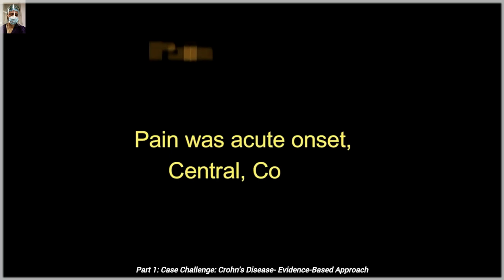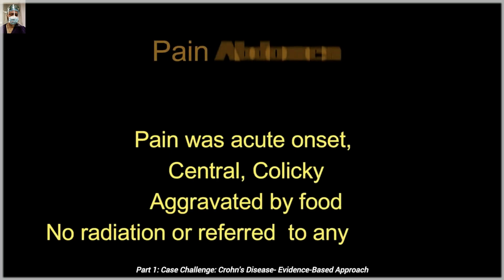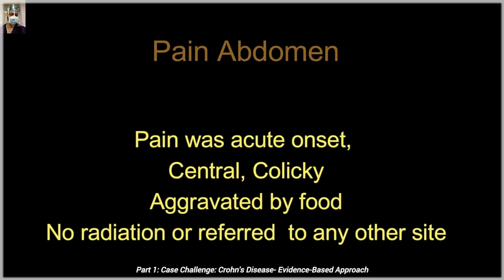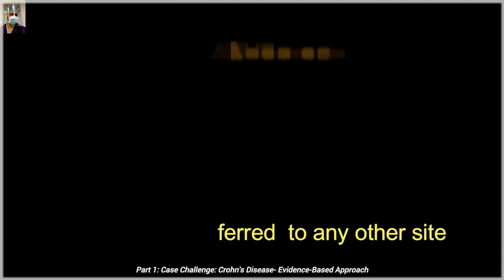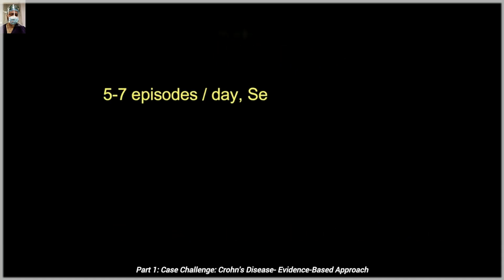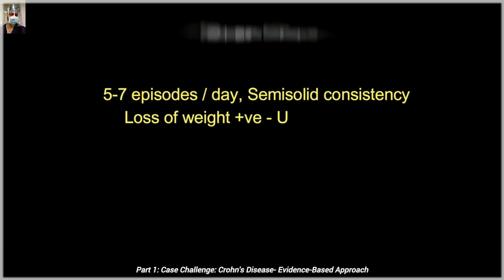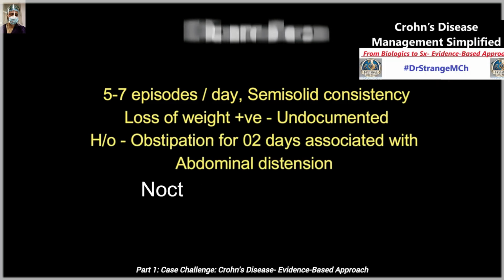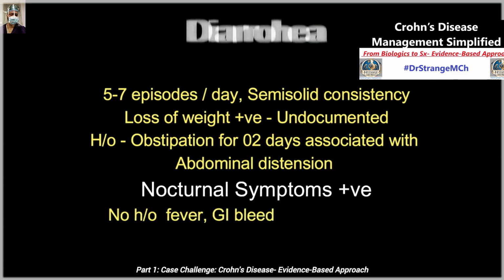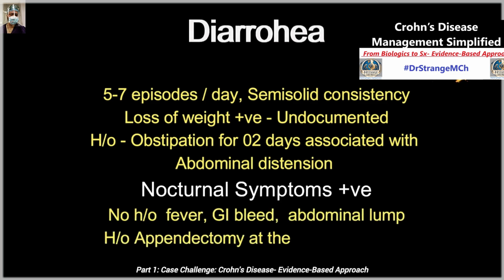The pain was acute in onset. It's located in the central abdomen, colicky in nature, and used to get aggravated by food. There was no history of any radiation or referral to any other site. He had a history of diarrhea, which was 5 to 7 episodes per day. It was semi-solid in consistency. There was a history of undocumented loss of weight.